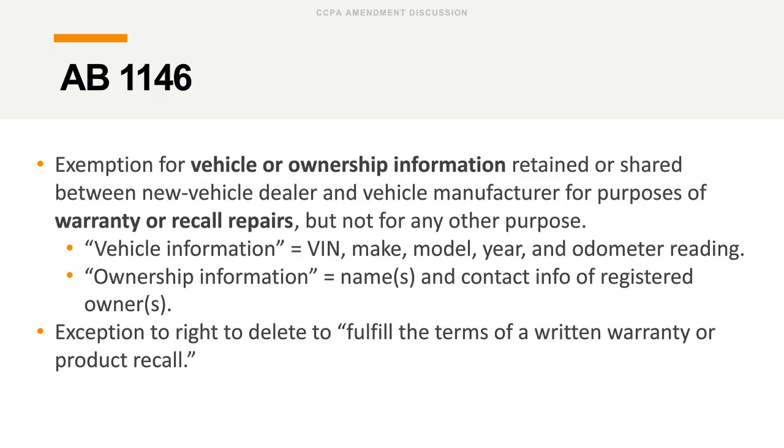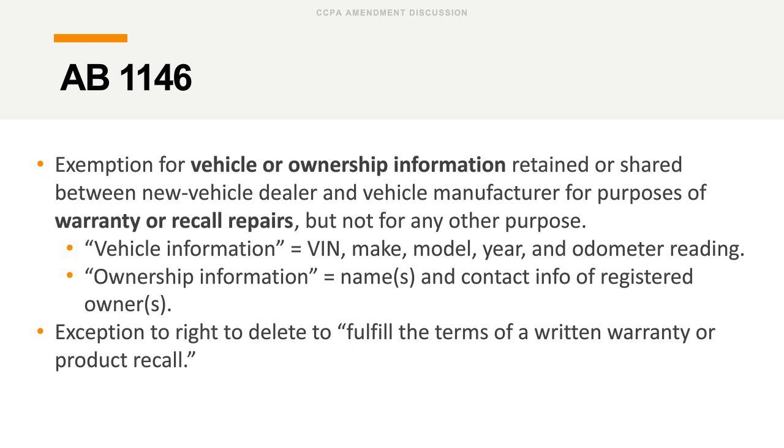AB 1146, this is the law that is going to make life a little bit easier for car dealers and manufacturers. This bill is providing an exemption for certain narrow categories of information, such as VIN, make, model, names and contact information. This is allowing new car dealers and vehicle manufacturers to retain and share these types of information with each other for the purposes of warranty or recall repairs.